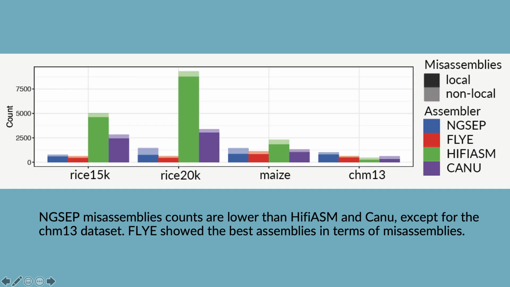The statistics of misassemblies also indicate that our assembly has the second best precision for rice and maize datasets, and Flye showed the fewest misassemblies. Regarding efficiency, our algorithm takes 5 hours for the rice sample and 19 hours for the CHM13 with 32 CPUs.